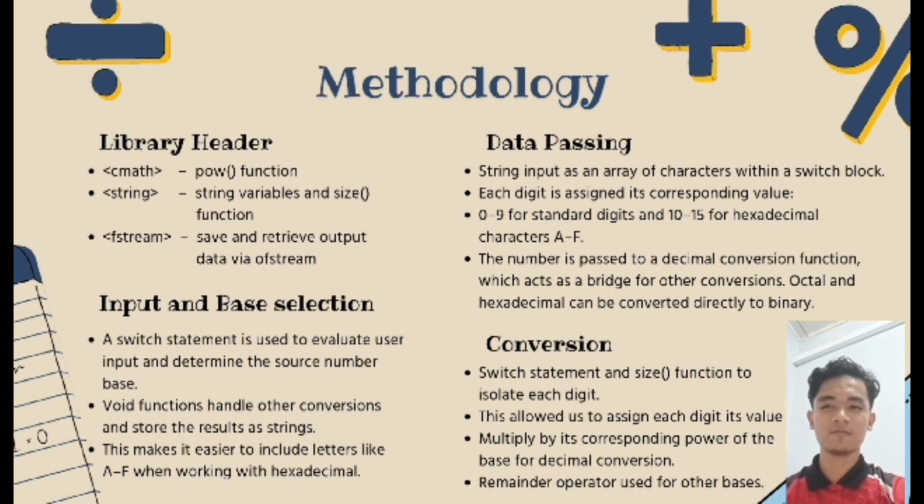For the conversion itself, we use a switch statement alongside the size function to isolate each digit. This allowed us to assign each digit its correct value and then multiply it by its corresponding power of the base for decimal conversion. Then, the remainder operator is used for converting the decimal to other bases.